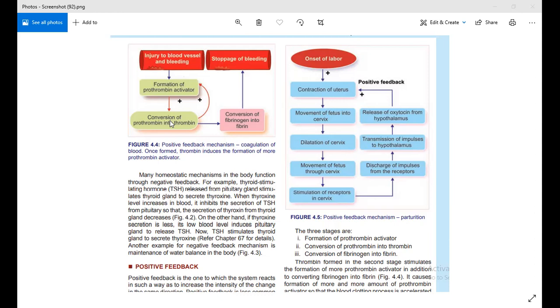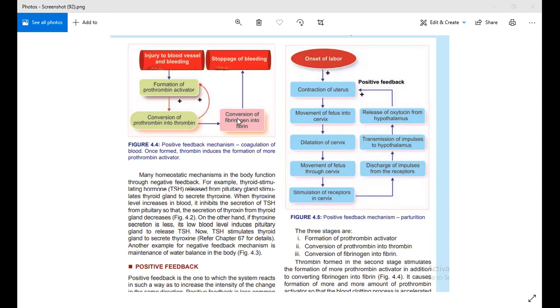So formation of prothrombin activator leads to conversion of prothrombin into thrombin, and this conversion of prothrombin into thrombin again activates the formation of prothrombin activator, and then conversion of prothrombin into thrombin, another activation of prothrombin activator, conversion of prothrombin into thrombin. So the process continues. Why? Because all of this process leads to the formation of this fibrin. The reason why conversion of prothrombin into thrombin activates prothrombin activator again is so that more thrombin will be formed.